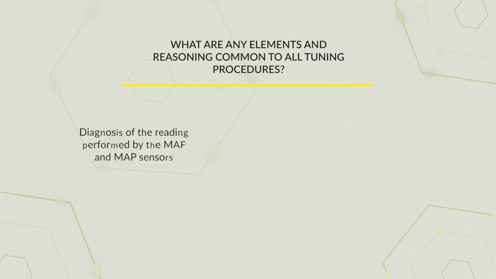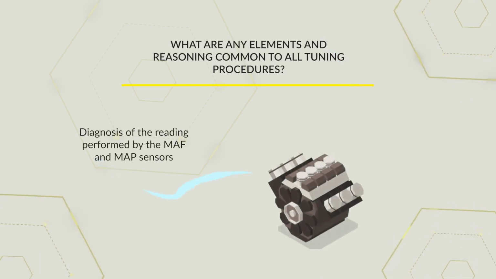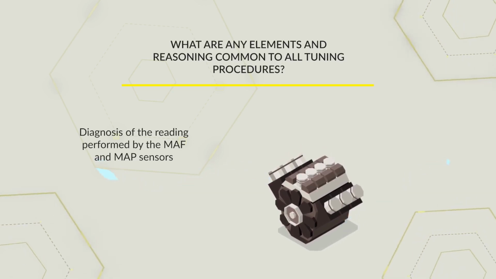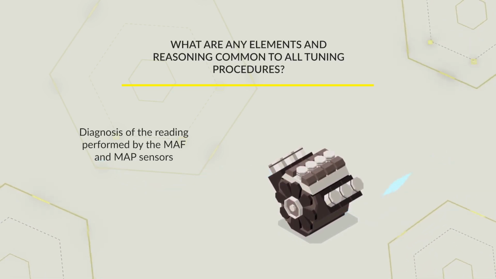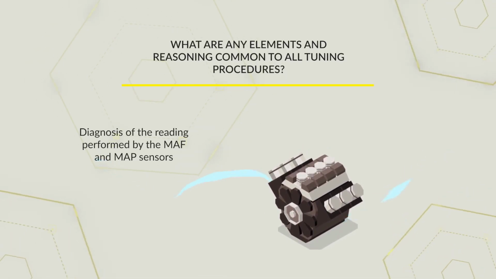Diagnosis of the reading performed by the MAF and MAP sensors. Remember that air is one of the most important parameters for efficiently regulating the carburation of a diesel engine. An incorrect calculation of air can therefore affect the correct operation of the engine.